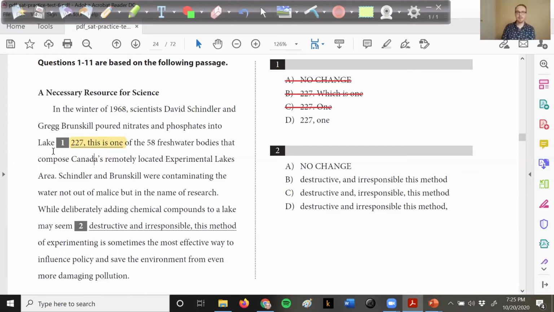Now let's read it all together to see if it makes sense. In the winter of 1968, scientists David Schindler and Craig Brunskill poured nitrates and phosphates into Lake 227, comma, one of the 58 freshwater bodies that compose Canada's remotely located experimental lakes area. Yeah, that's perfect. In that case, we have an independent clause on one side, something that could be its own sentence, but a dependent clause on the other side, something that relies on the clause before it in order to make sense.